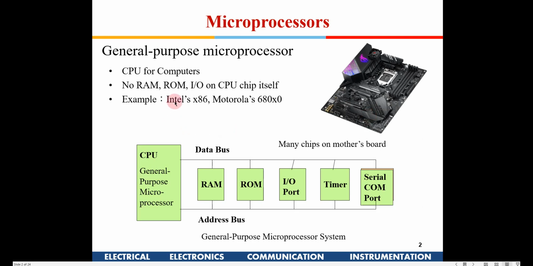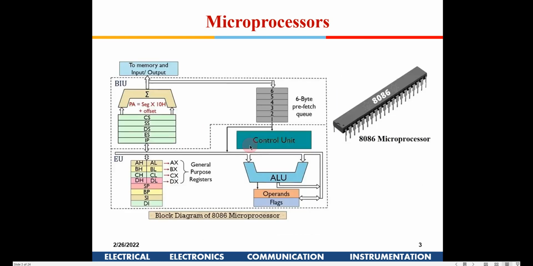Okay, so here it's written Intel 8086 or Motorola 680, but today's even i7 processor, i9, i11 processors, they are all like this. You have an external motherboard onto which the CPU is mounted, and you have all the RAM, ROM, port, timers and all mounted on the motherboard, and it is not integrated along with the CPU chip. Okay, so this is how a microprocessor looks like, right?